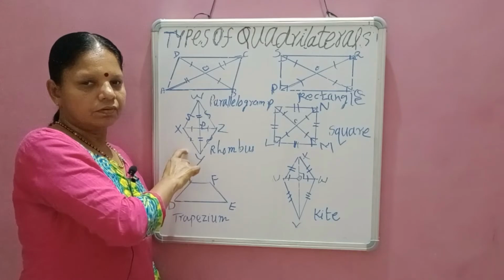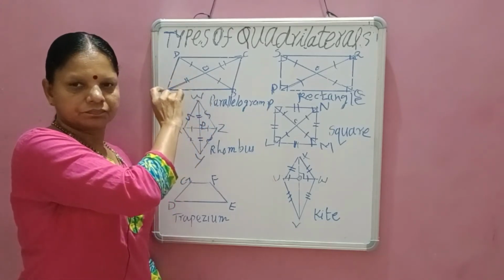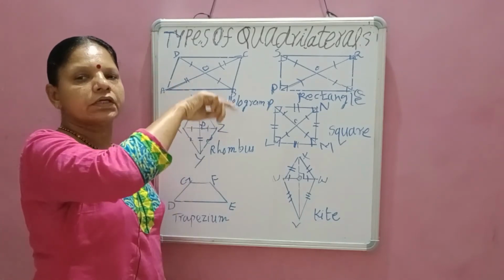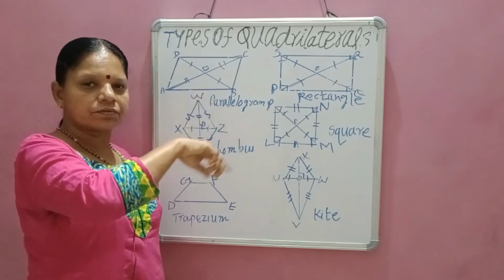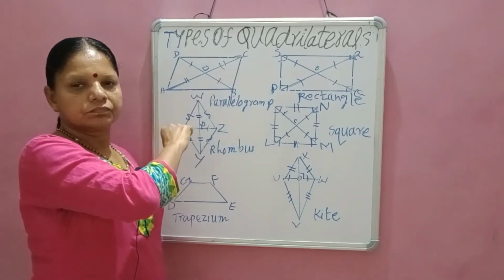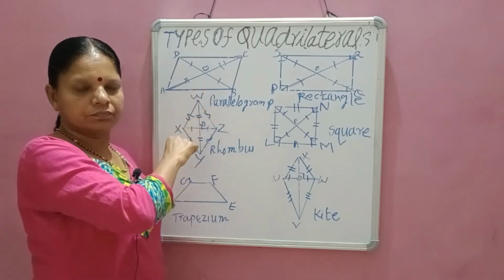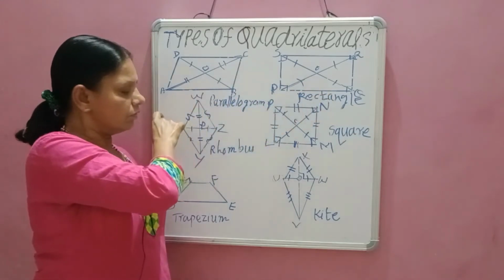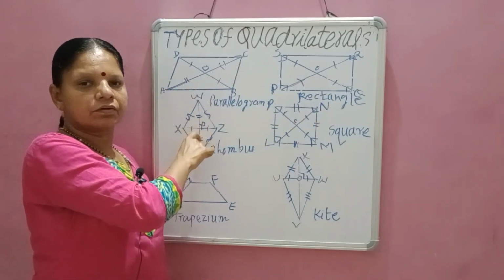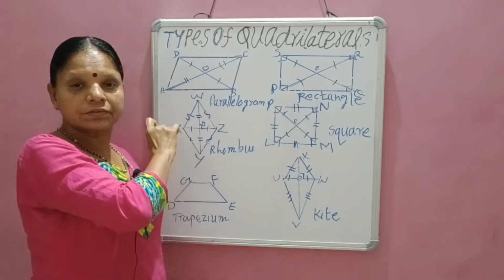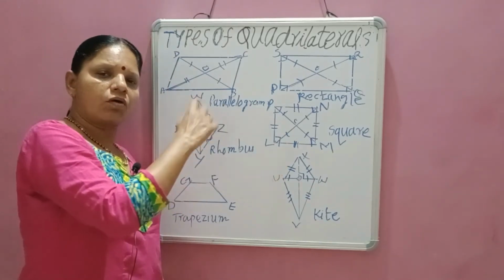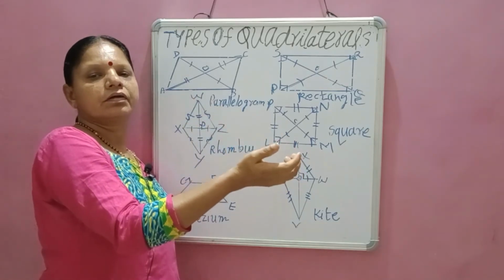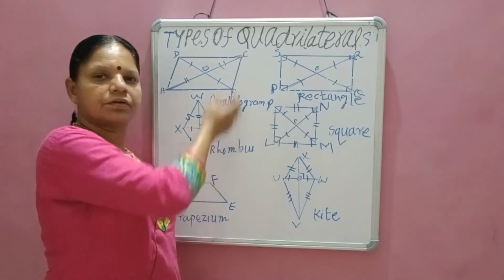Rhombus is also a parallelogram. When does the parallelogram become a rhombus? When all the sides are equal, that is, all the adjacent sides are also equal. In a rectangle all the angles are equal; here, when all the sides are equal, then the parallelogram becomes a rhombus. That is the definition. Or you can say when all the sides of a quadrilateral are equal, then the quadrilateral is a rhombus. If it is like that, it will be a parallelogram.